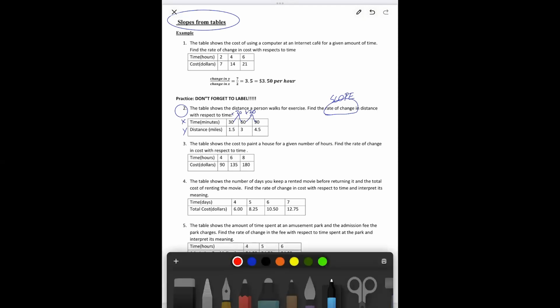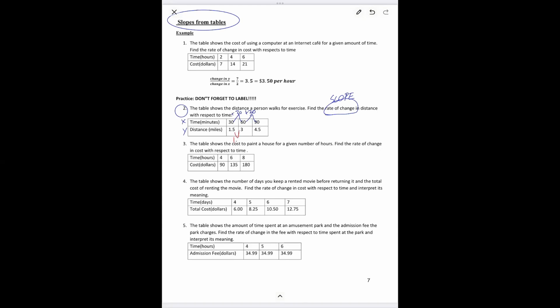And the y's are going up by 1.5. So 3 minus $1.50 is $1.50. $4.50 minus $3 is also $1.50. So what we have here is a linear function because these are constant and these are constant. So the slope would be 1.5 miles, because that's the units, divided by 30 minutes, because that's the units here.